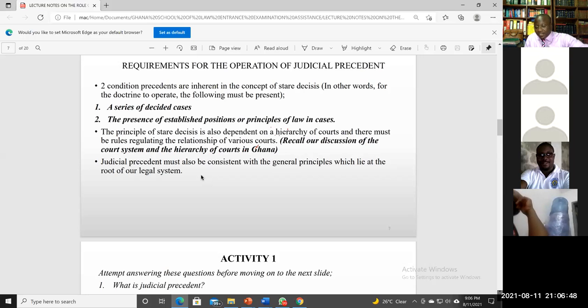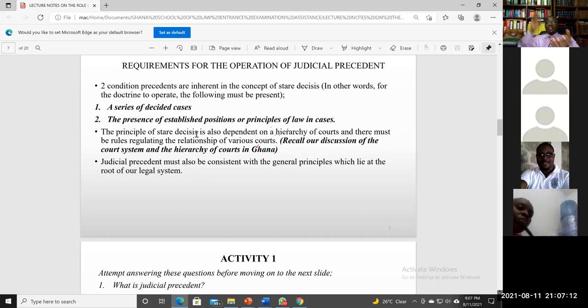And then the third point is that all courts in Ghana are bound to follow the decision of the Supreme Court on questions of law. Whether they agree with the Supreme Court or they don't agree with the Supreme Court, it is mandatory. So that is one thing that we should note. Good.